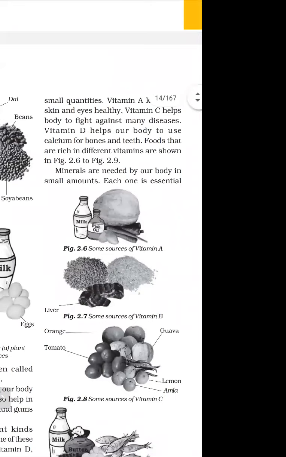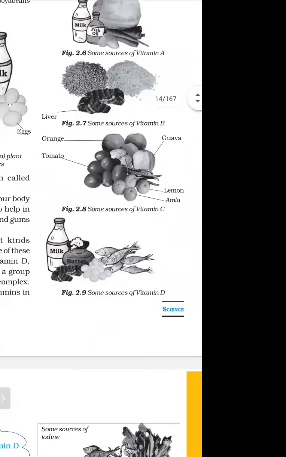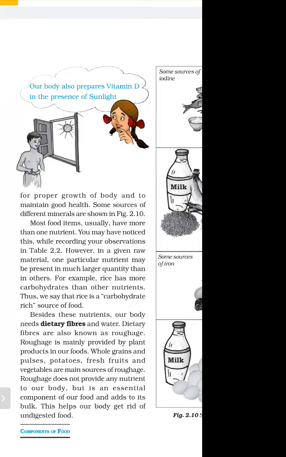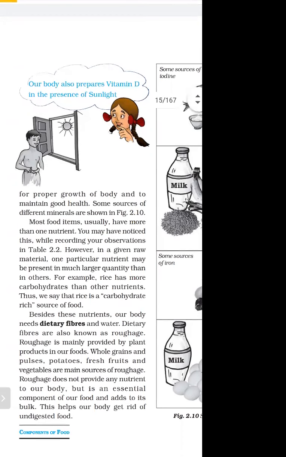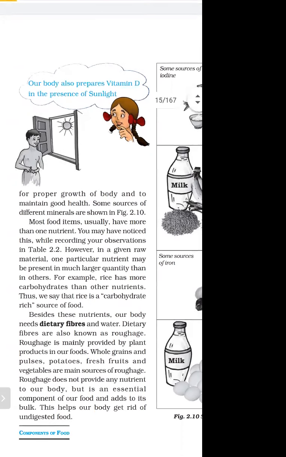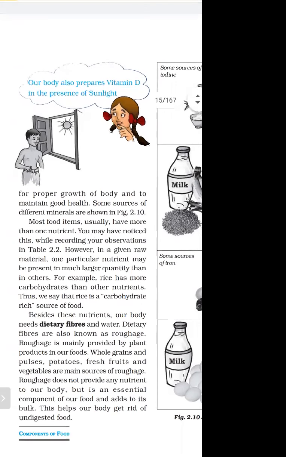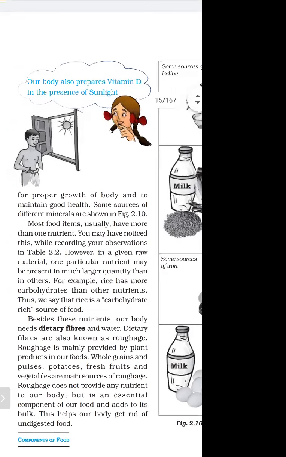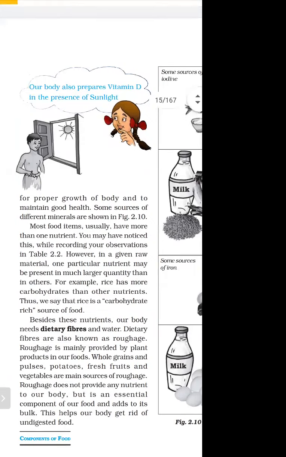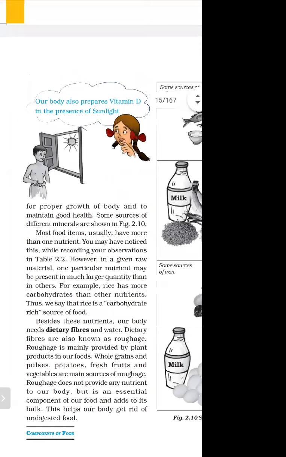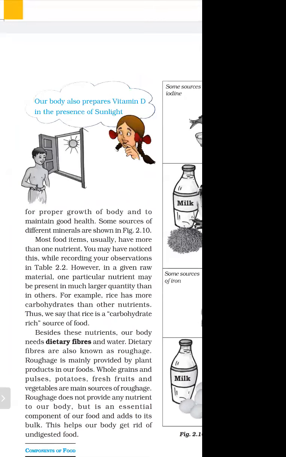Vitamin is also obtained from sunlight. And which vitamin is obtained from sunlight? Vitamin D. We can obtain vitamin D in the presence of sunlight. For the proper growth of the body and to maintain good health, some sources of different minerals are also shown in figure 2.10. So our body needs vitamin D, and we can obtain it from sunlight.